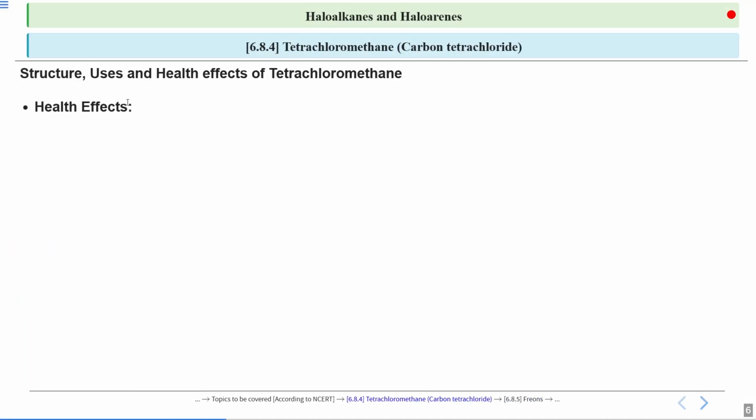Now let's see its health effects. So if we come in contact with carbon tetrachloride, then what will be the health effects of the consumption of this polyhalogen compound? First of all, it causes liver cancer in humans. So carbon tetrachloride is so dangerous, it causes liver cancer in humans.